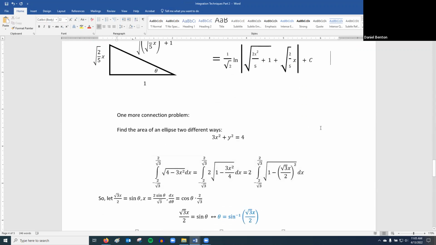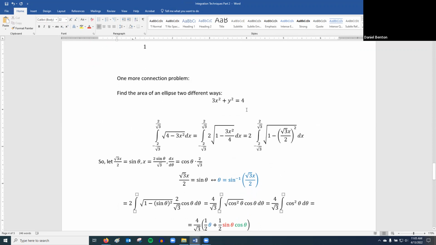One more example. If you're looking for the area of an ellipse, right? An ellipse, we can solve for it.